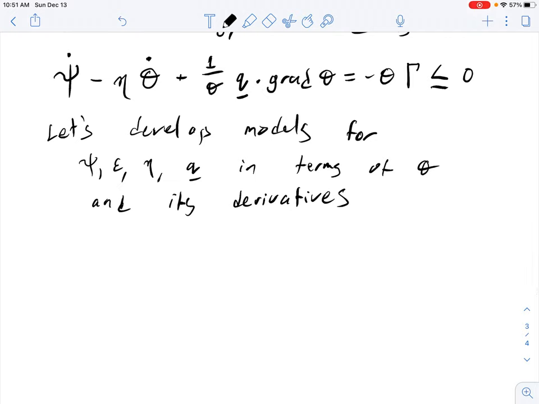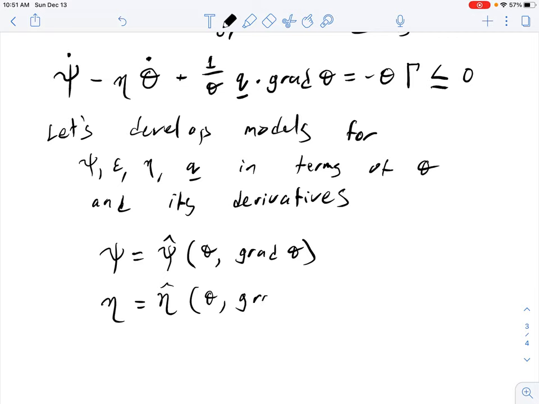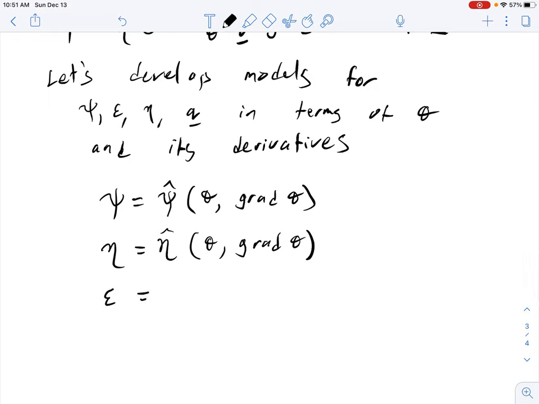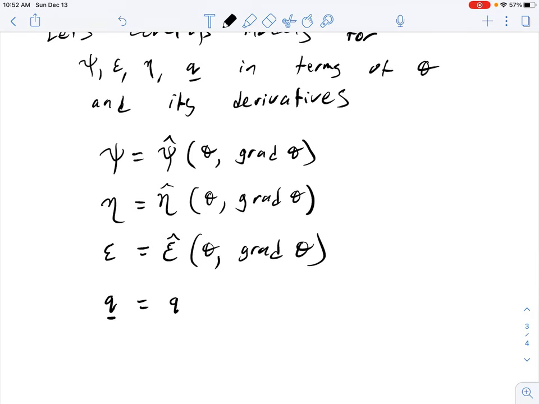So we're going to want constitutive response functions that look like this. Psi is equal to psi hat of theta and grad theta. Eta is equal to eta hat of theta, grad theta. Same thing with epsilon. And Q. Ugh, that's a terrible Q. This is equal to Q hat. So you'll notice that we have them all depending on everything, even though you probably already know that these ones here are not going to depend on the temperature gradient.